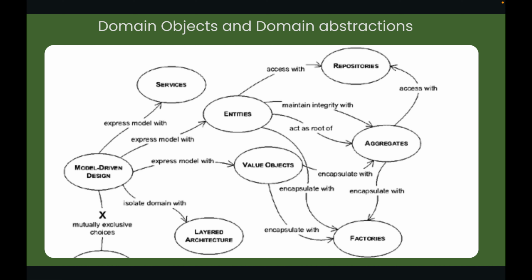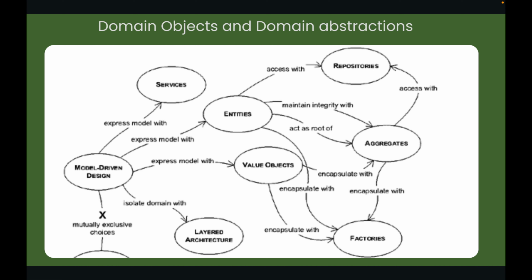Domain objects and domain abstractions. So we've looked at services, how we express our model. We also express our model with entities. I explained entities. We also express our model with value objects. This image again is also from the Blue Book, by Eric Evans. Check it out. It's the DDD Bible. Anyway, entities access with repositories. I've explained that's what repositories are for, fetching things that already exist.